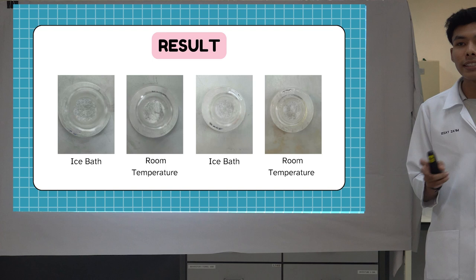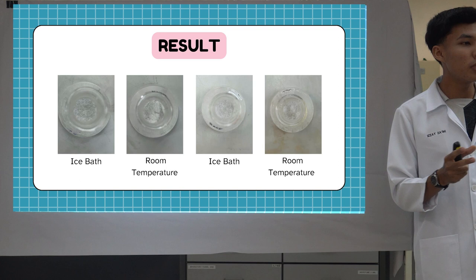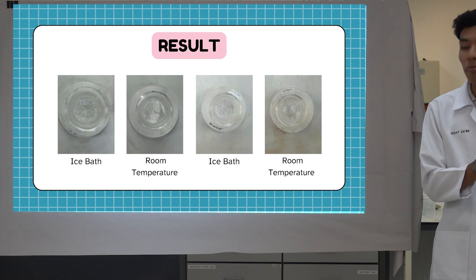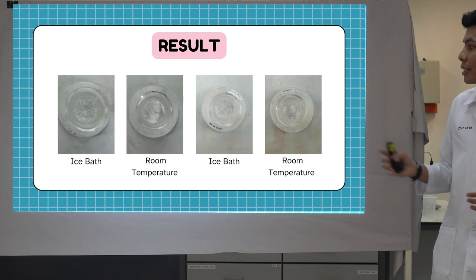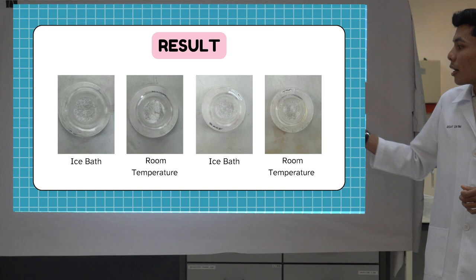At room temperature, we cool the mixture down very slowly, which means the rate of crystallization is much slower than in the ice bath. That means more molecules can rearrange properly in this compound, resulting in a better outcome than the ice bath. So, continue to the next part.